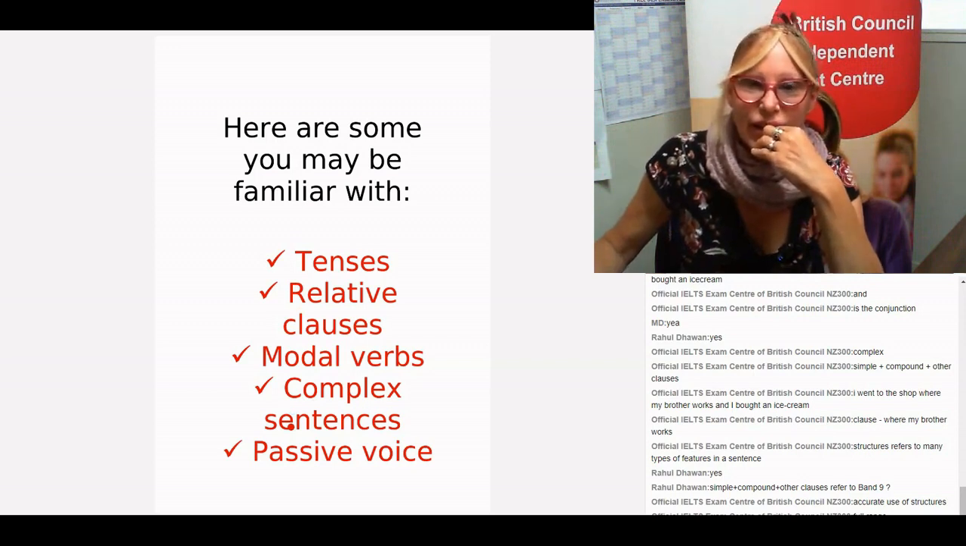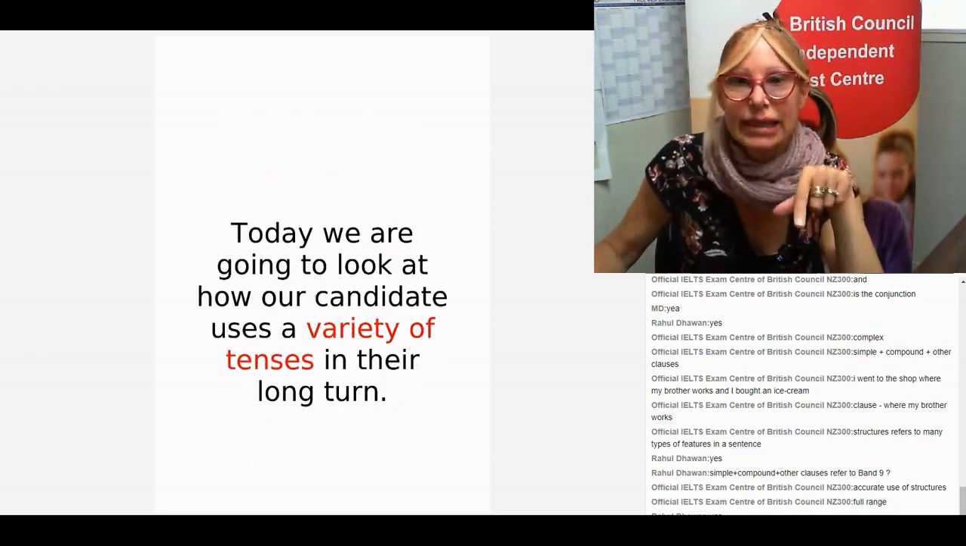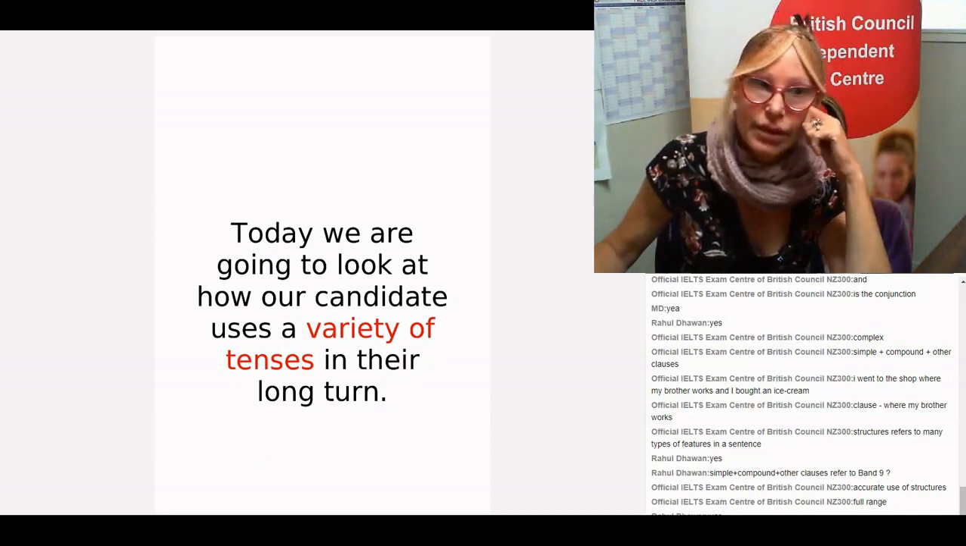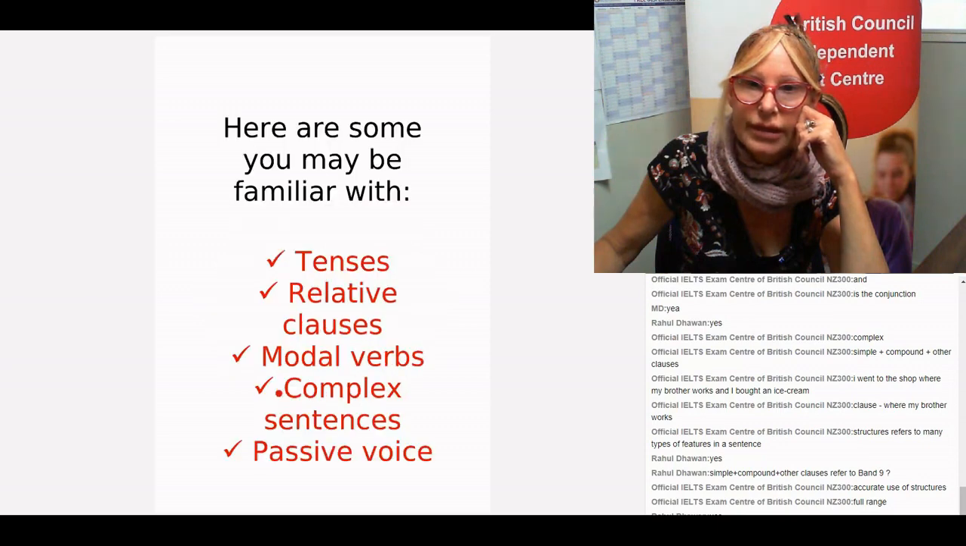Okay, great. Okay, so today we're going to have a look just at tenses in their long term. So we're looking at a band 8 example of a speaking script, but we're only going to be looking at the tenses. So here it's got, you know, put it at the top of the list here because a variety of tenses is very important when you're speaking.